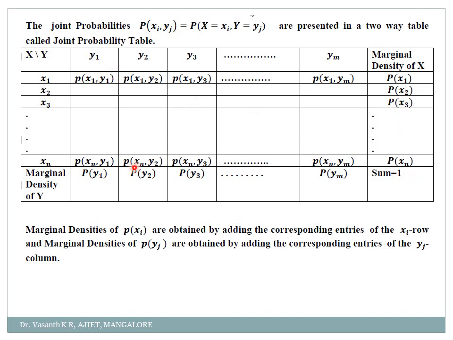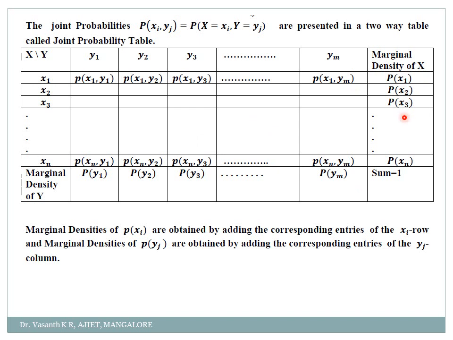Similarly, if you want to find y, how will you find the probability of y1? If you add all the first column, that is the probability of y1. If you add all the values of the second column, that is your probability of y2. If you add all the third column, that is your probability of y3, and so on. If you add all the mth column, that is the probability of ym. So if you add all these values, that sum should be equal to 1.